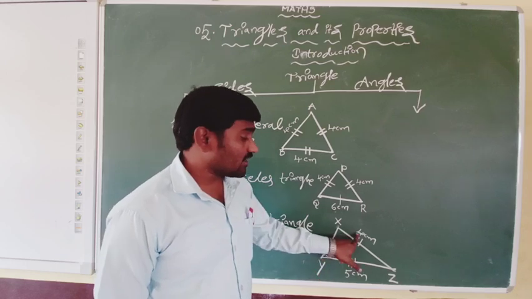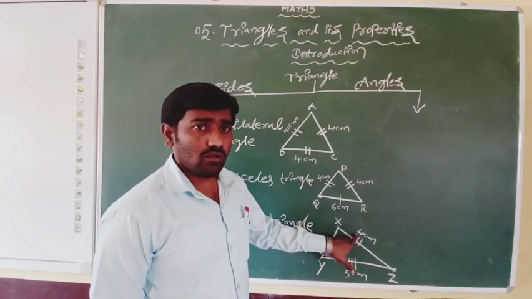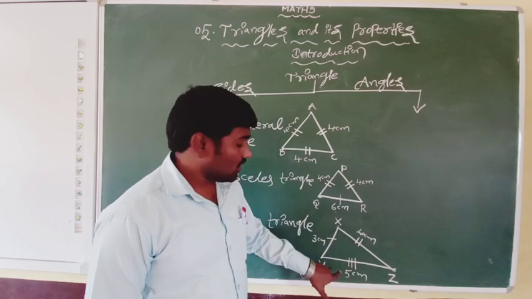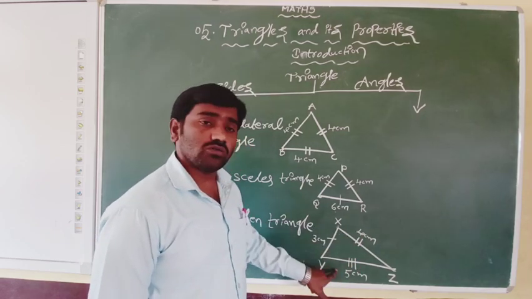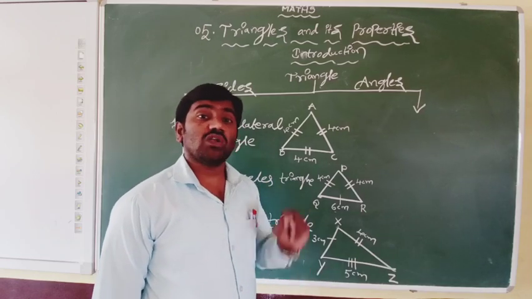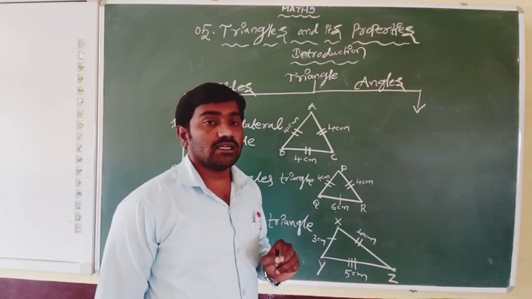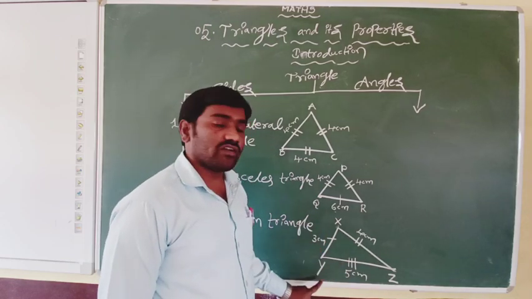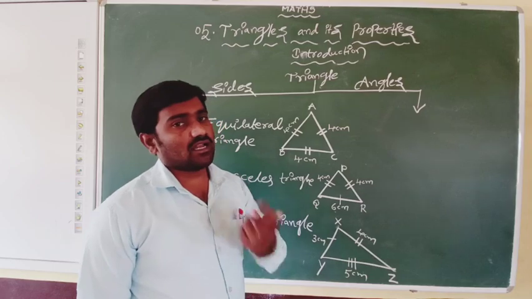Here it is 3 centimeter and 4 centimeter. Are these two equal? No. Then 4 centimeter and 5 centimeter. Are these two equal? No. And 5 centimeter and 3 centimeter. Are these two equal? No. So if no two sides of a given triangle are equal, it's known as a scalene triangle. Or nothing but all the sides are different in length, then it's known as a scalene triangle.